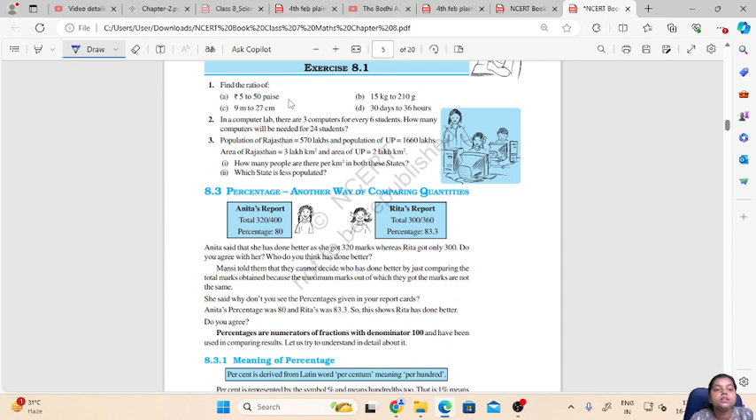Now we'll convert the rupee into paise. So we know that one rupee is equal to 100 paise. Okay, so 5 multiplied by 100 will give 500 paise. Correct? So the ratio will be 500 paise is to 50 paise.